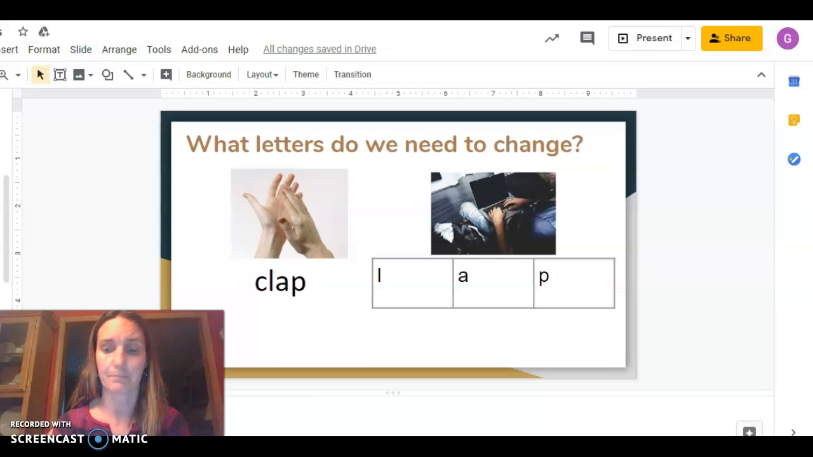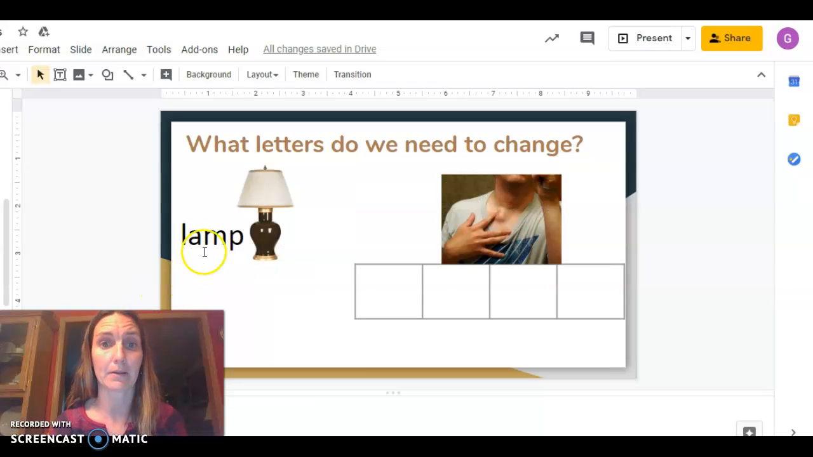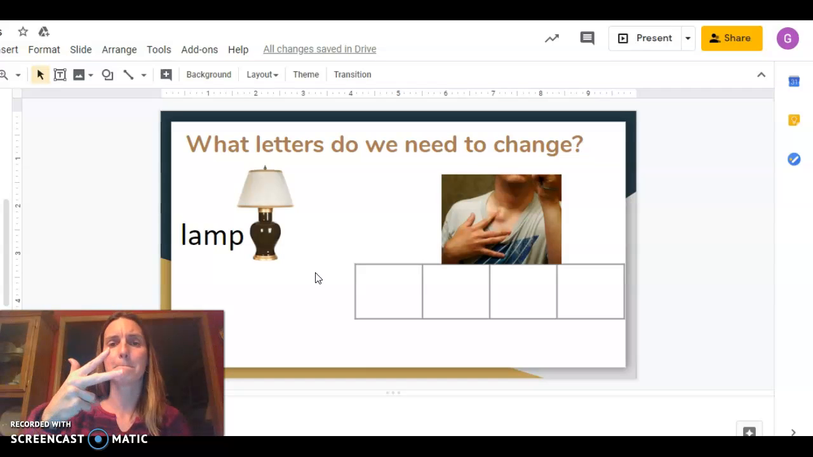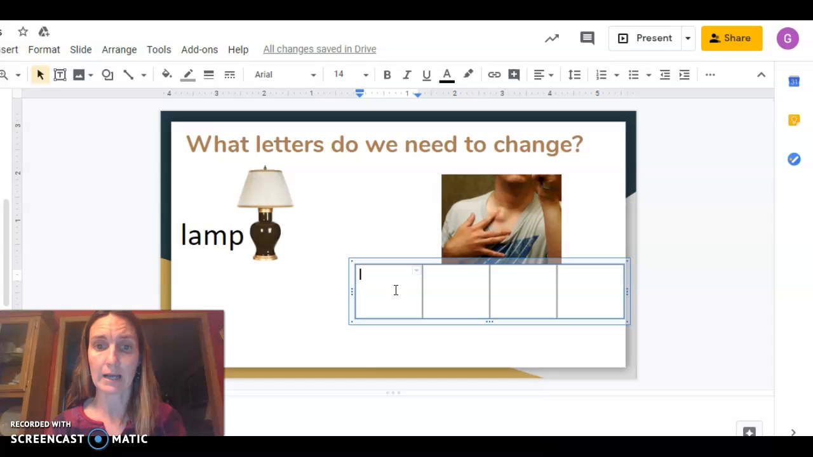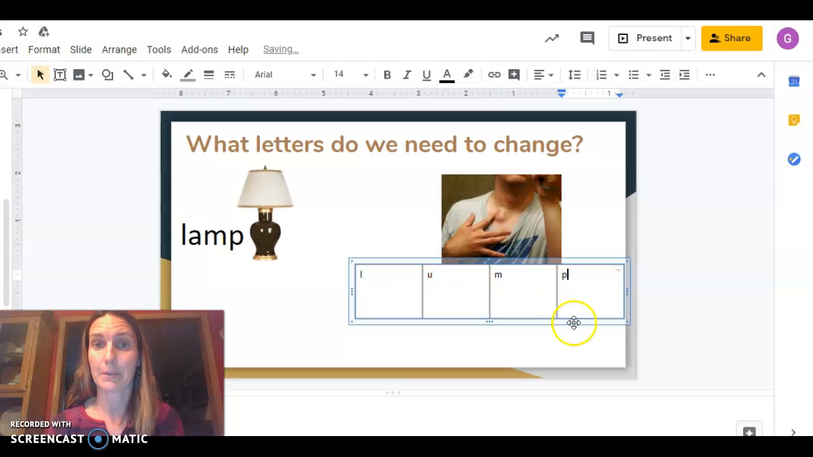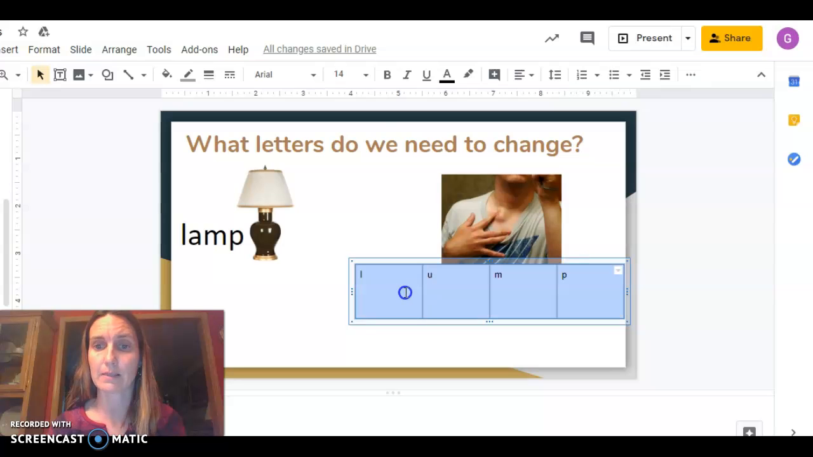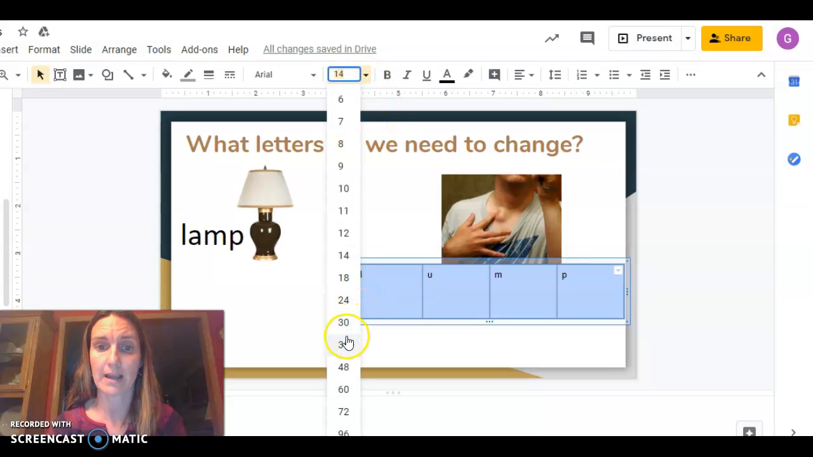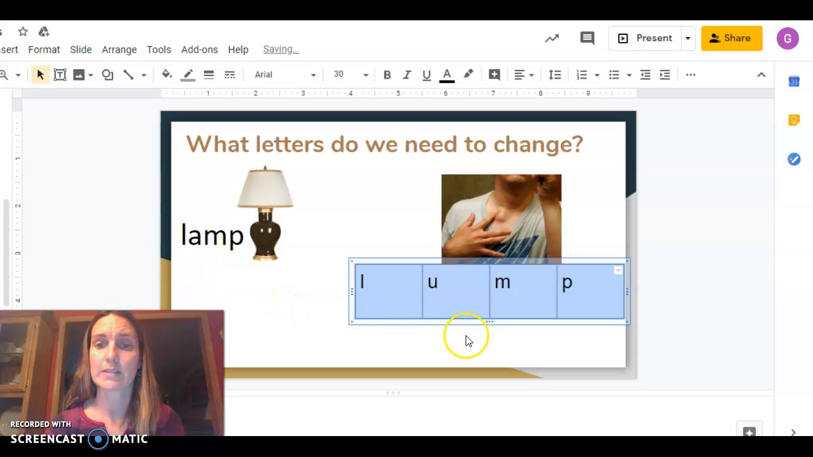Let's look at another one. We have lamp, and we want it to say lump. Let's stretch out lump. Lump. L-u-m-p. Lump. Where was the change happening? Yep, we have to say goodbye to the letter A and hello to the letter U to make it say lump. So that change was happening there in the middle with the vowel sound. Lamp turns into lump by changing that vowel sound.